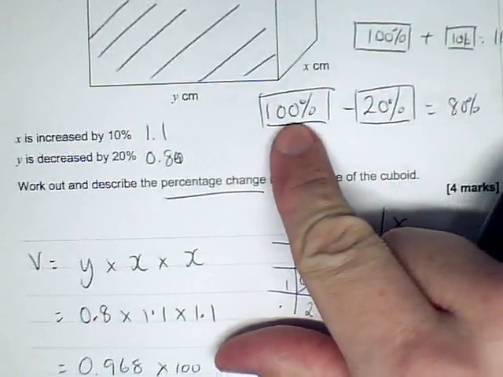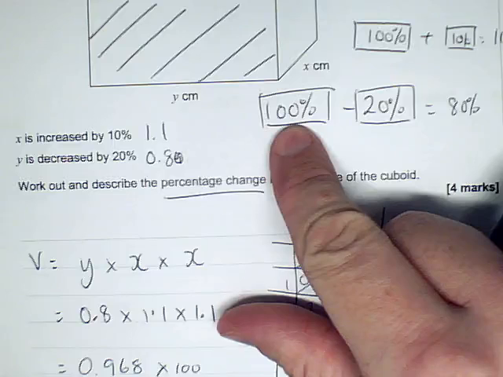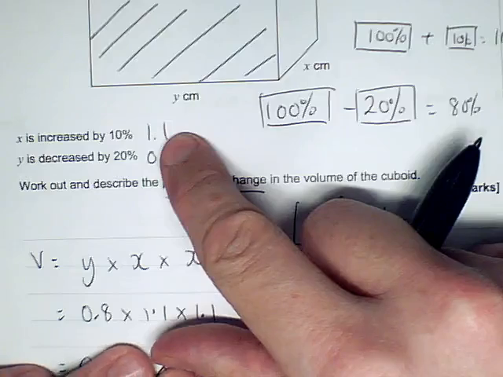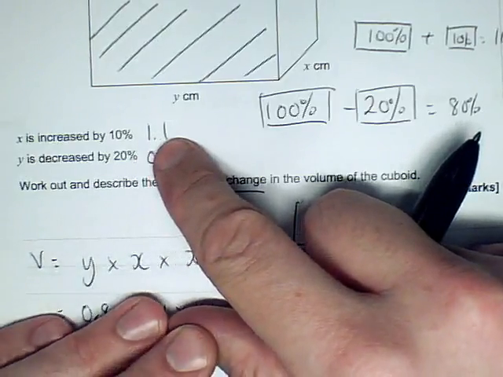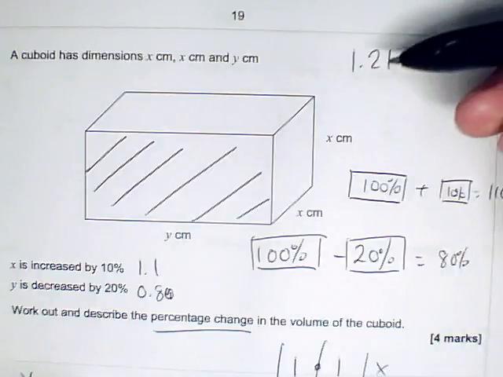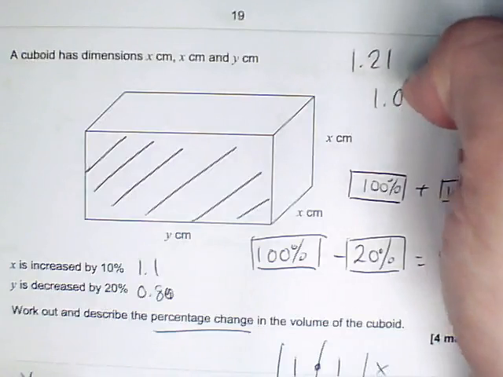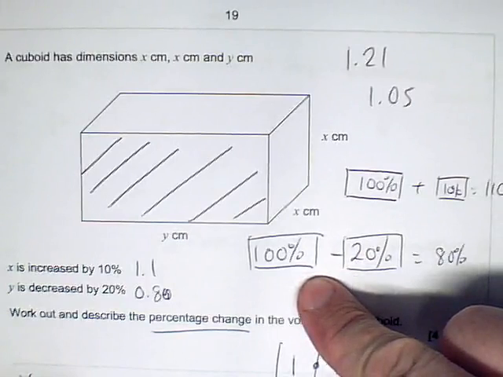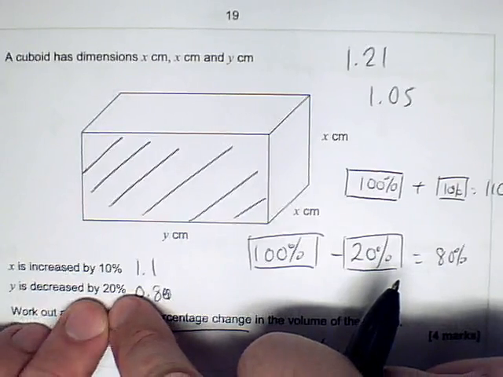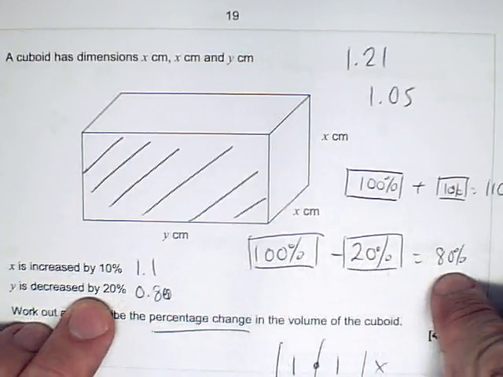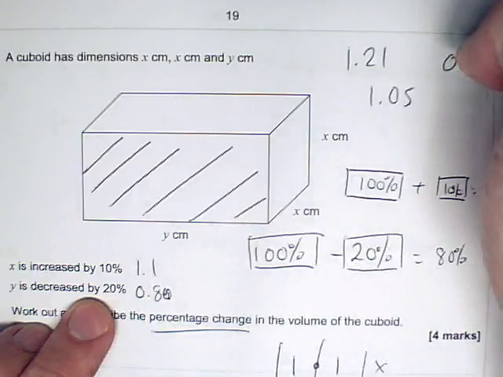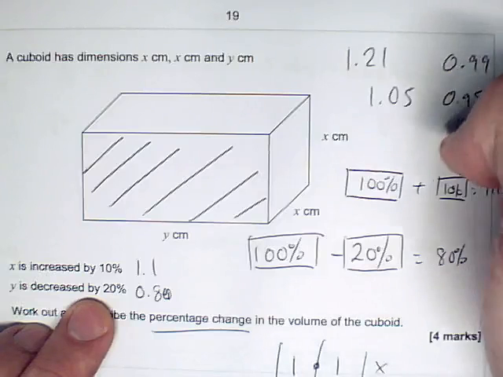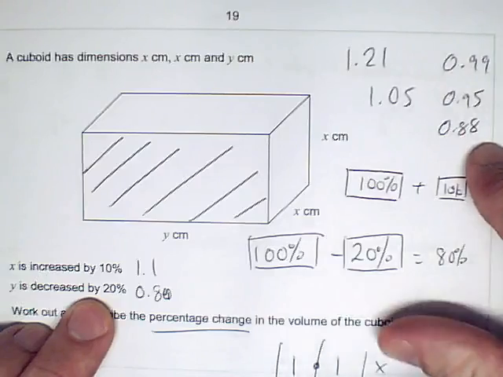What we need to remember is that if we times something by 1, that gives you 100%, which is the original value. If you times something by more than 1, like 1.1, that means it's an increase. So 1.1 would be an increase of 10%. If it was 1.21, that's an increase of 21%. If it was 1.05, that's an increase of 5%. If you times something by a number less than 1, that's a decrease. So when we timesed it by 0.8, that was a decrease by 20%, because 100 take away 20% was 80%, and that as a multiplier was 0.8. If I had 0.99, that would be a decrease of 1%. If it was 0.95, that would be a decrease of 5%. 0.88 would be a decrease of 12%, and so on.